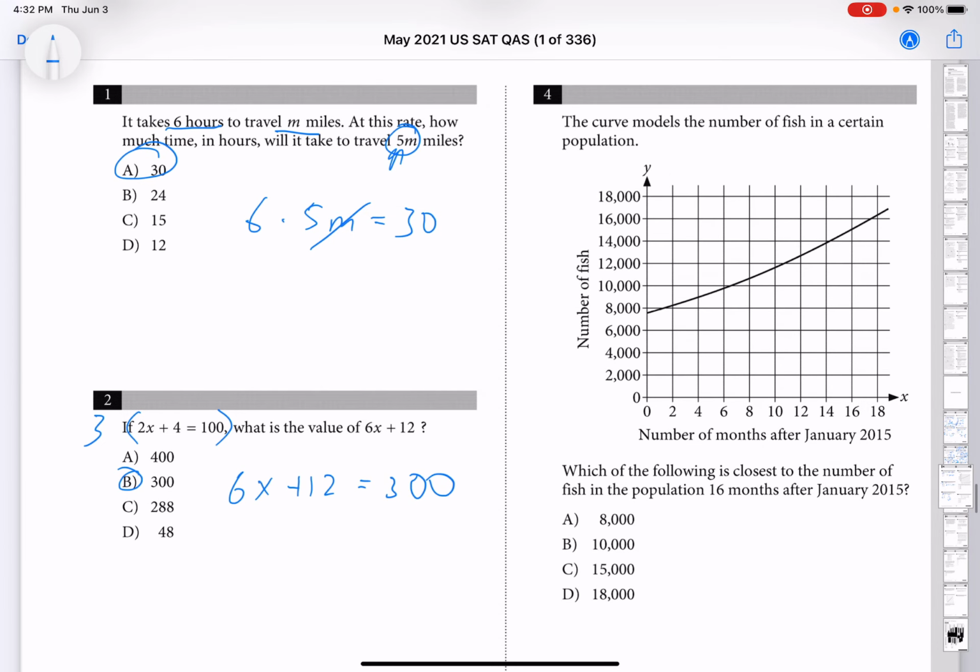For number 4, the curve models the number of fish in a certain population. Which of the following is closest to the number of fish in the population 16 months after January 15th? Okay, so 16 months after January 15th is here. The intersection is here. So that's about 15,000. Number 4, the answer is C.